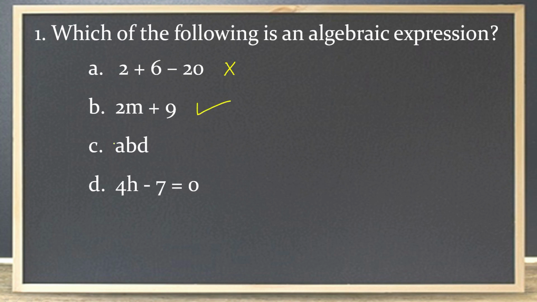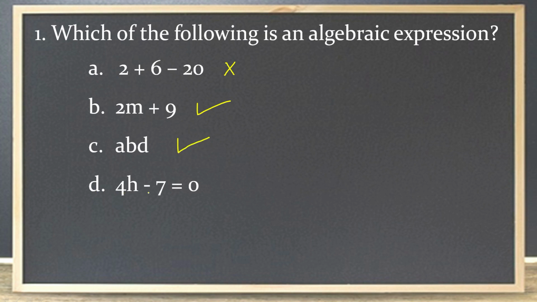And here the coefficient of this is 1. A, B is the same as A times B. So yes, there is an implied operation in here. Here we say it is an algebraic expression.